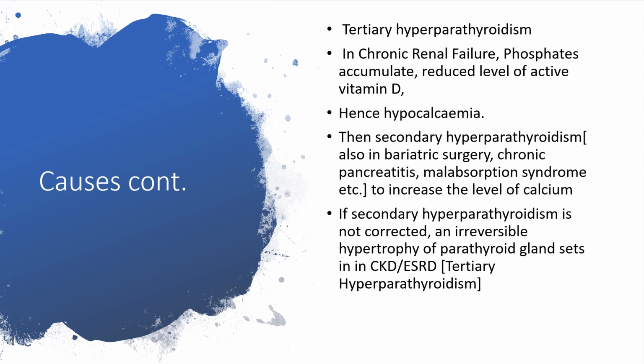Remember I said, in the face of chronic renal failure, we'll have hypocalcemia, right? Then the parathyroid gland will become sensitized to act. So if secondary hyperparathyroidism is not corrected, then we'll be treated to an irreversible hypertrophy of the parathyroid gland in chronic kidney disease or end-stage renal disease. That is tertiary hyperparathyroidism.